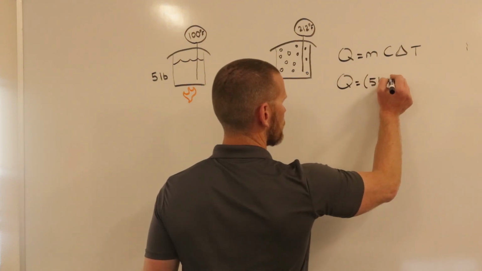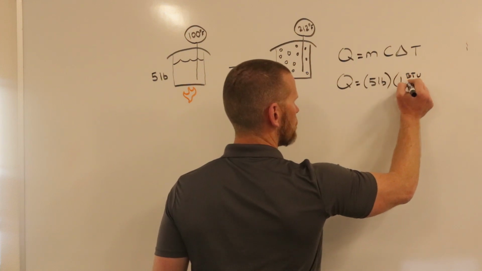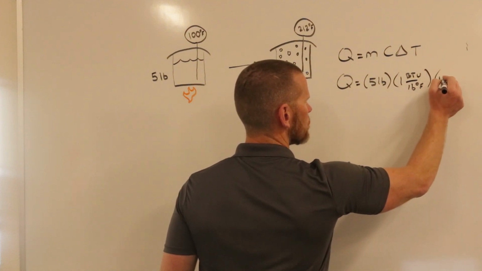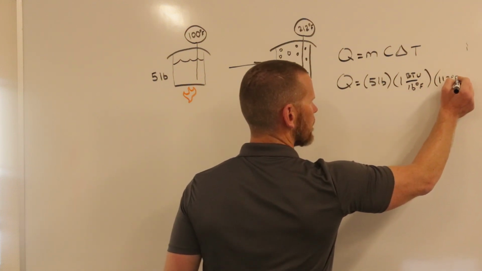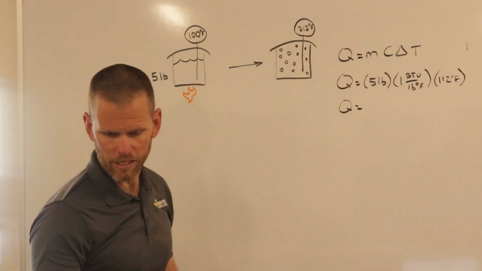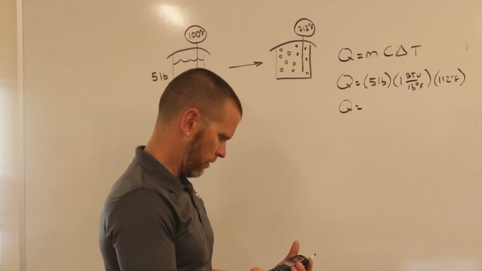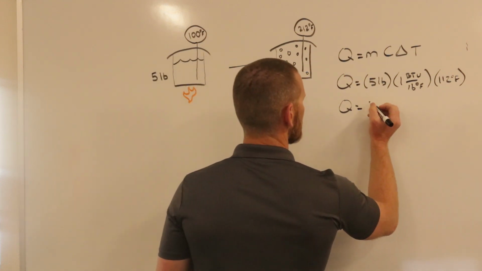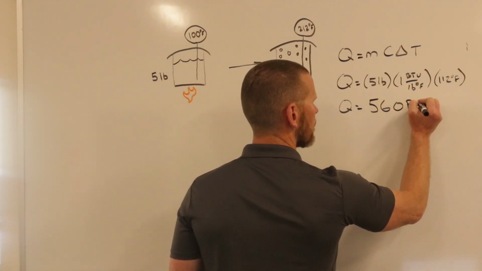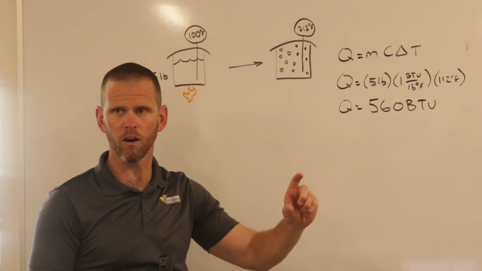5 pounds times 1 BTU per pound degree Fahrenheit times 112 degrees Fahrenheit. And then we can just get out our trusty calculator. 5 times 112 is 560 BTUs. Now it's important that we don't get lost in these problems and think, oh, we arrived at our solution. No, this is just a component of our solution.